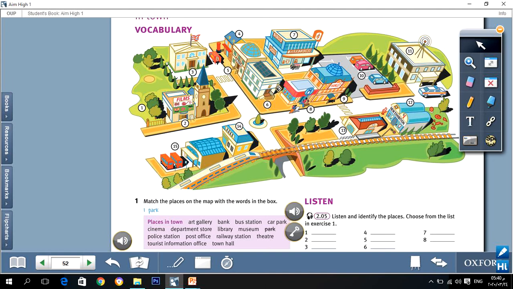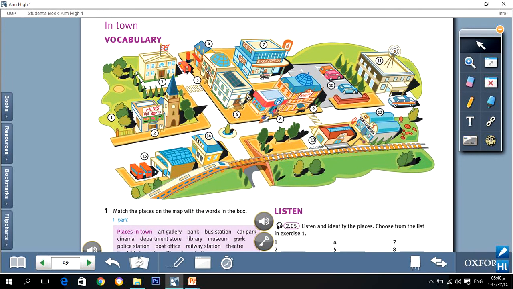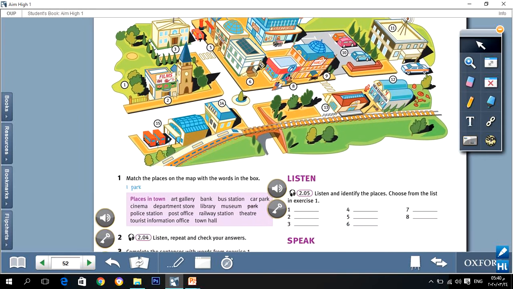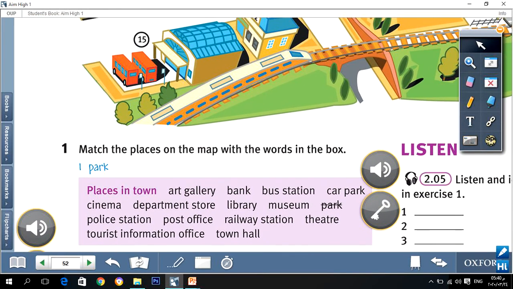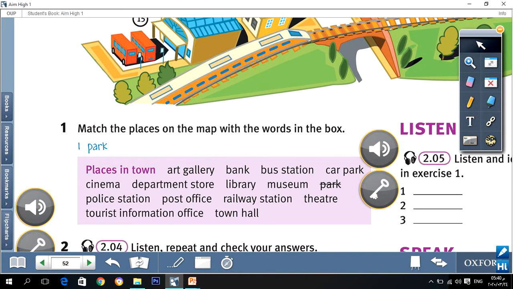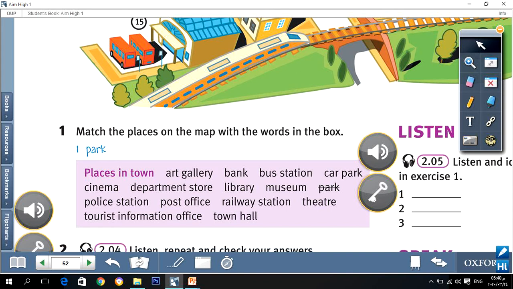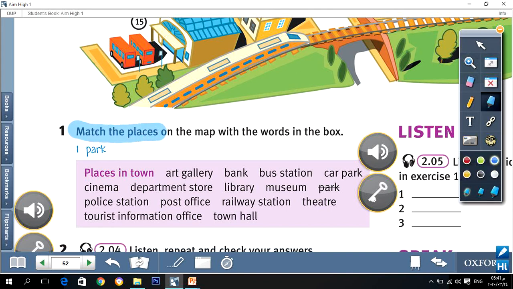Okay, this is the page as you see. And as usual, we have a drawing here, a painting. It is about the town, yes, the places in town. In this box, you have the new vocabularies about the town, as you see. So it requires you to match the places on the map with the words in the box.